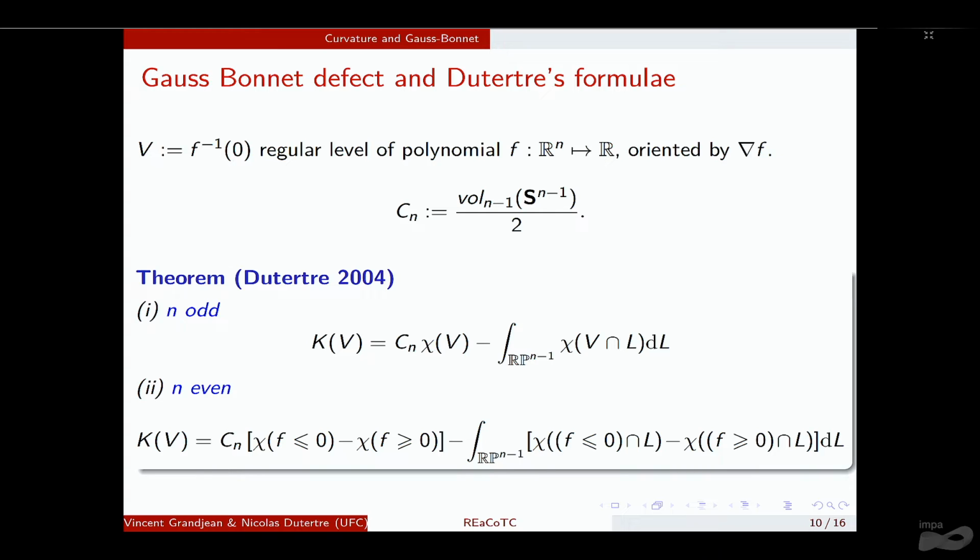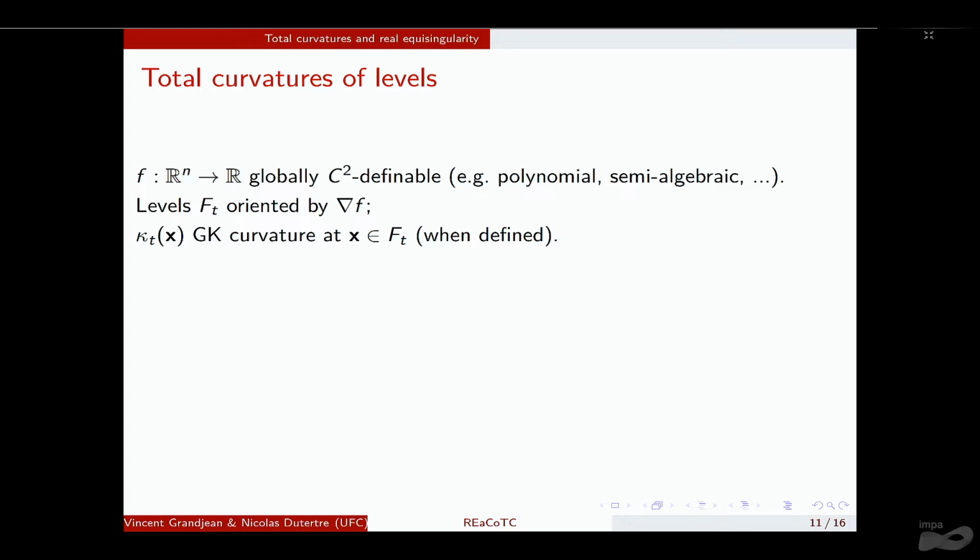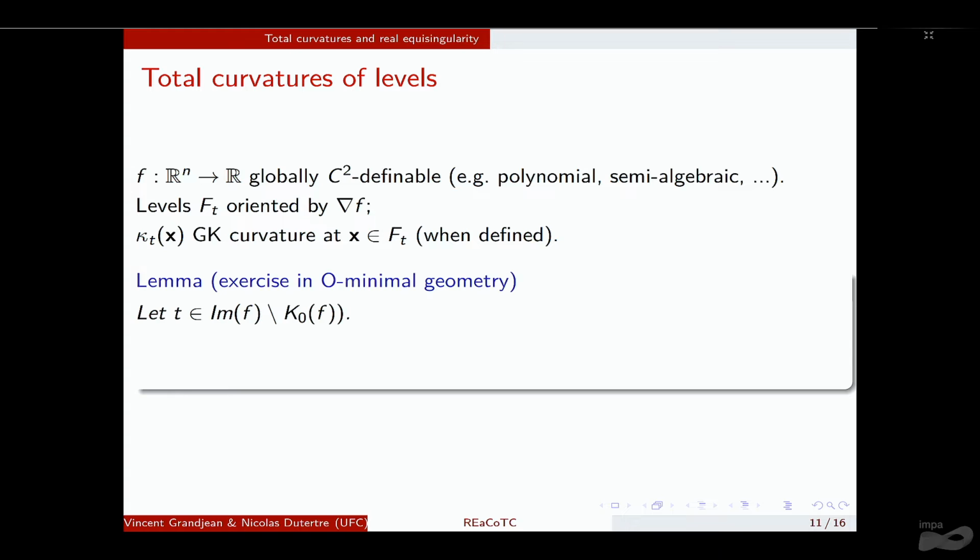So what we have to understand is this. Either we understand this or we understand this, one of them, because it's the same information. So now, let's take again a nice real function, that is a globally definable C2 function in an o-minimal structure. You can think of a real polynomial. So now we'll write kappa t of x, the Gauss curvature of the level f_t at x. Of course, the levels are oriented by the gradient, and then you can try to do this for a polynomial. You pick a regular value, which is in the image. So the total curvature is well defined. That is a finite number.